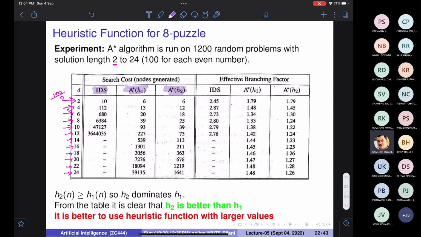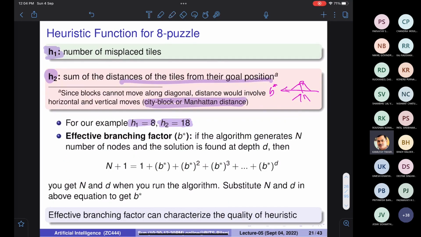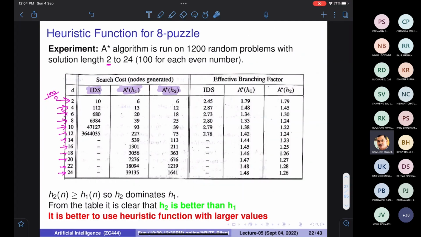I'm going to run A star with the H1, using this H1 function. I'm going to use the H2 function and try to see how many nodes are explored. With the IDS, these many nodes are explored and these many come into my frontier. With A star with H1, 6, 13, these many nodes are generated. With A star with H2, these many are explored.